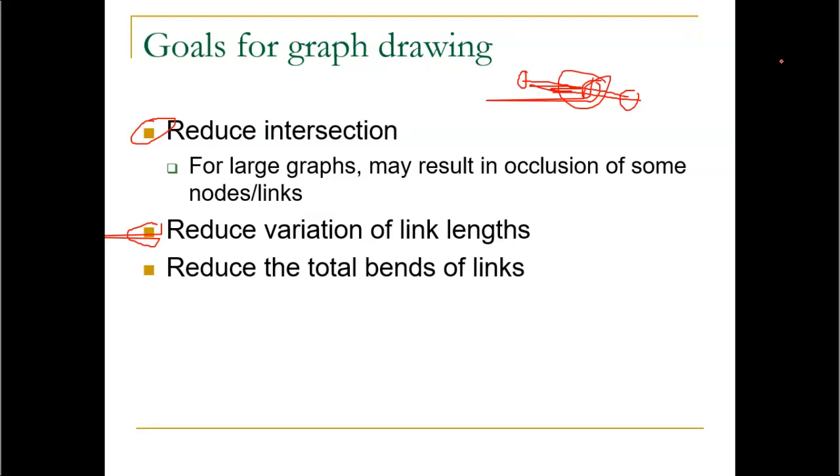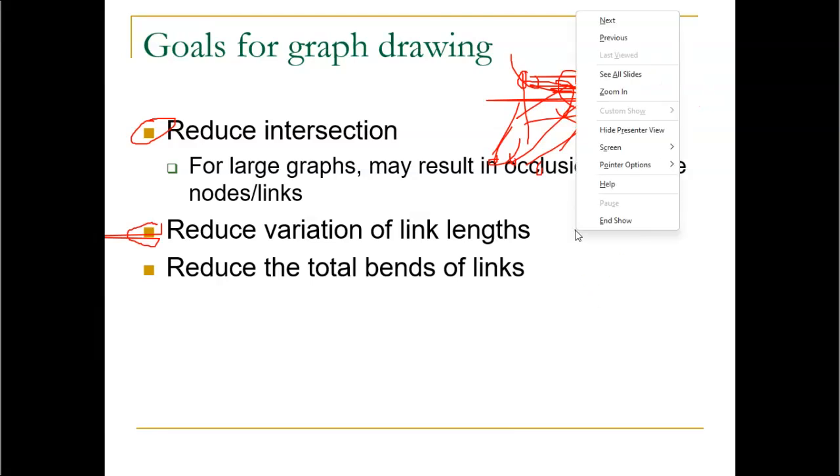So that's why we want to reduce intersection. The other reason is if I have a lot of edges that intersect, it's going to be really hard to figure out which nodes are connected to which nodes. I'm just making it on purpose look really bad. That's a reasonable goal.